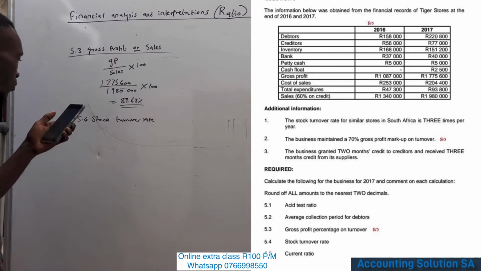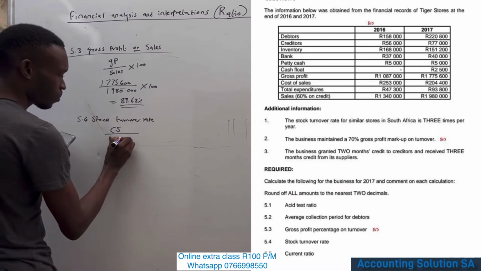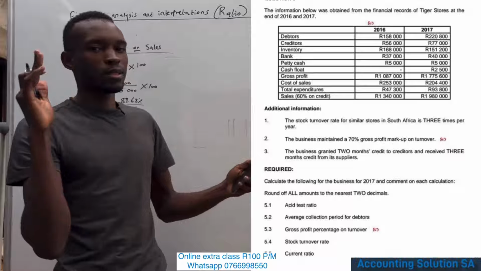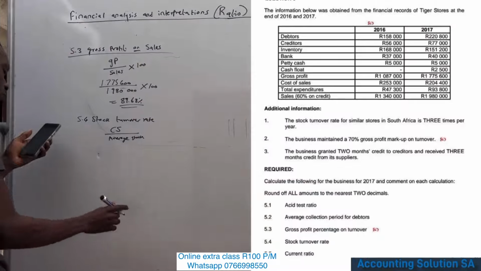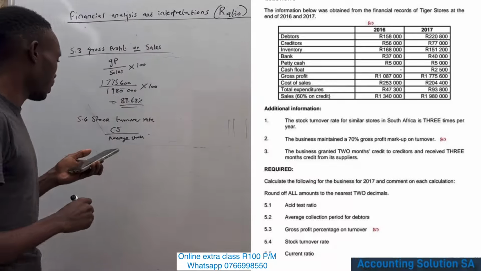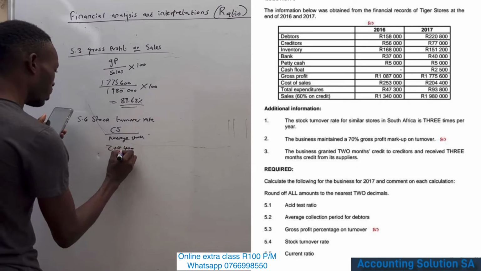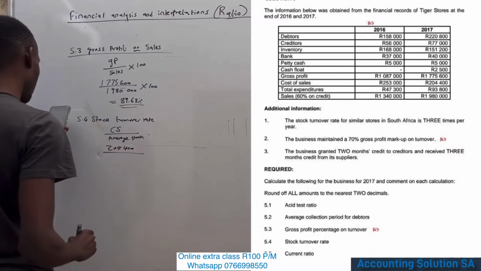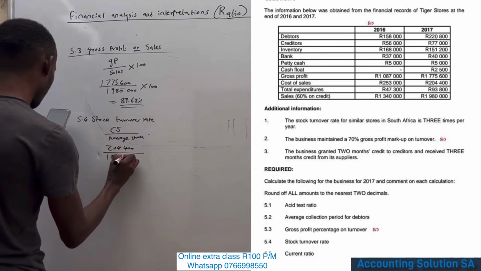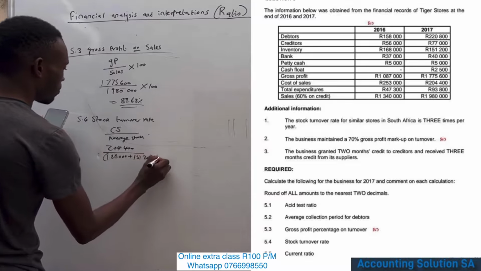Okay, so the formula says cost of sales divided by average stock. Once you see the word average, guys, add the balance of last year and this year and divide them by 2. Very simple. There's no multiply by 100 here, guys, because we are looking for times. How many times, not percentage. Okay, our cost of sales is 204,400. And then average stock: last year is 188,000, and this year is 151,200. Add them together and divide by 2.